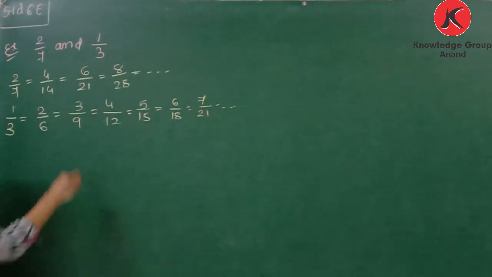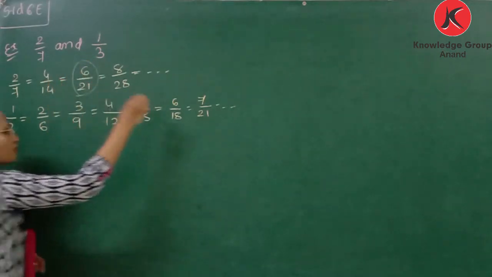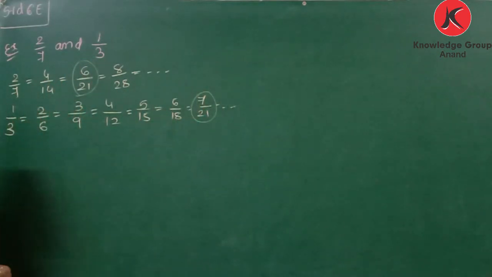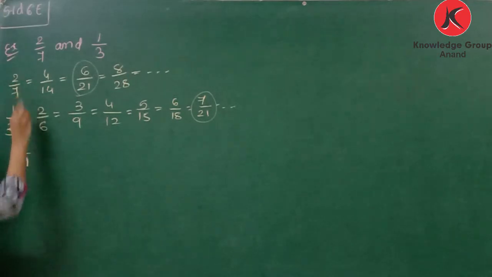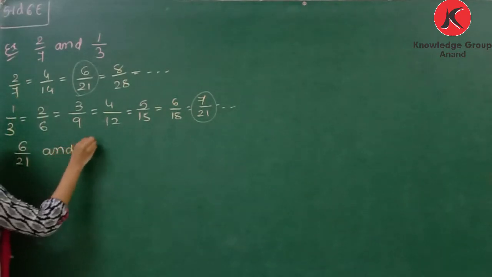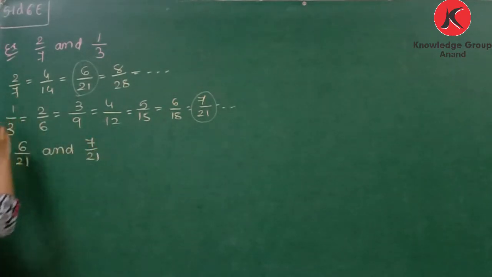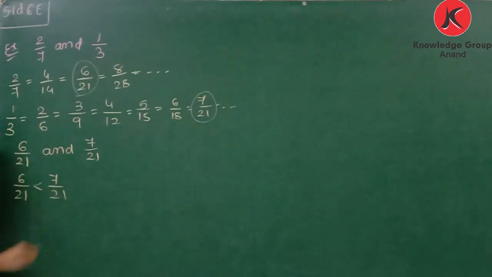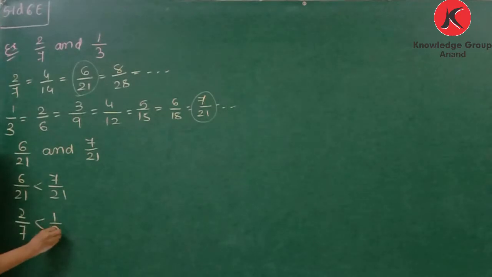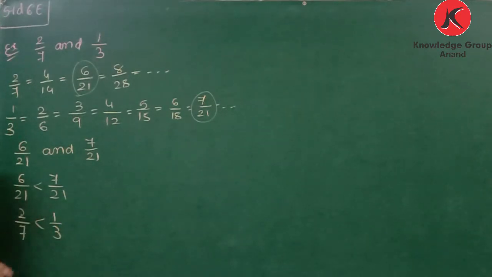Okay. Now you can see 6 by 21 and 7 by 21 are fractions with the same denominator. So we can compare 6 by 21, that is 2 by 7, and 7 by 21, that is 1 by 3. Here, which one is greater? 7 by 21 is greater. So that's why 2 by 7 is less than 1 by 3. This is one method of comparing unlike fractions.